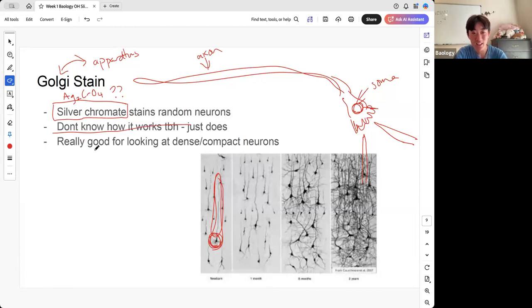And this Golgi stain is very good for looking at dense compact neurons. So you can see in this picture, which has a really high density of neurons, the high contrast between the black Golgi stained neurons and the white background makes it really easy to make out different neurons. Or maybe not really easy, but probably comparatively easier. So you can see, oh, here's a soma, here's a soma, here's a soma, stuff like that.